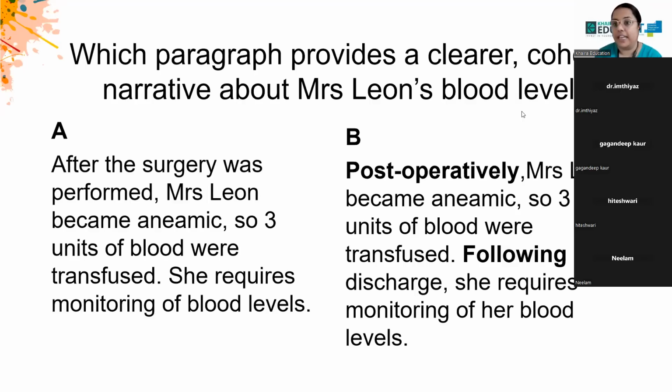While on the right hand side, under section B, you have: Post-operatively, Mrs. Leon became anemic, so 3 units of blood were transfused. Following her discharge, she requires monitoring of her blood levels. I can see the responses popping in. Let's see. Okay. Raman, Tarun, Sakshi, Isha, Vachapu, Jaspreet, Neelam, Harleen, Sasikala, Veena, Geeta, Renu. All of you believe it's B.